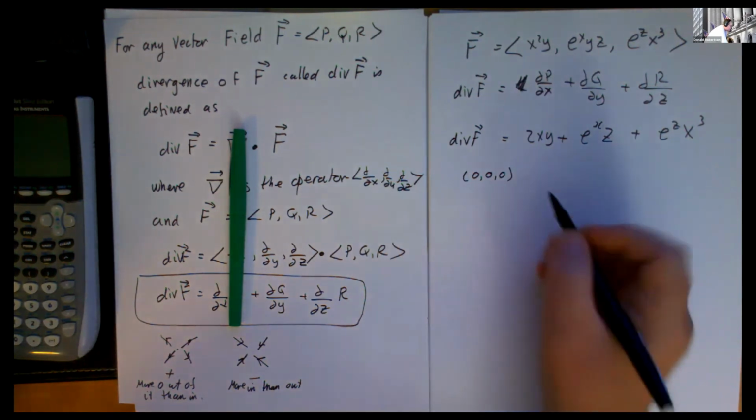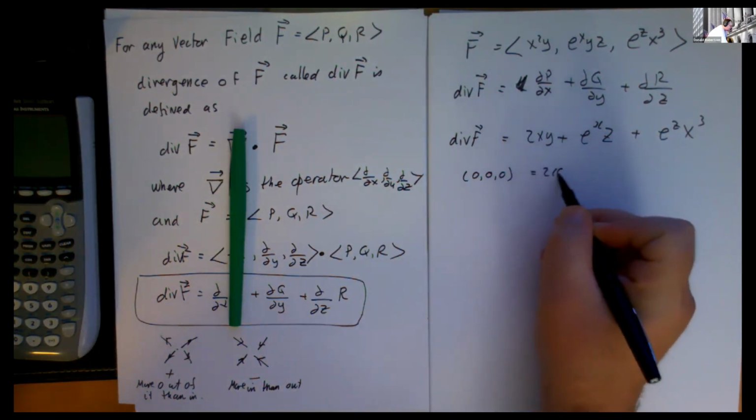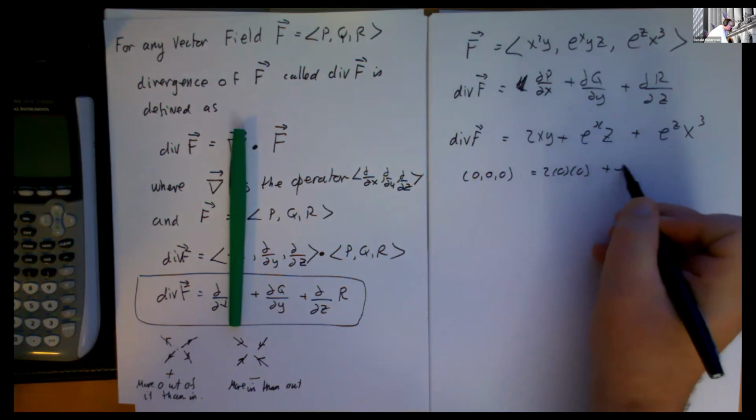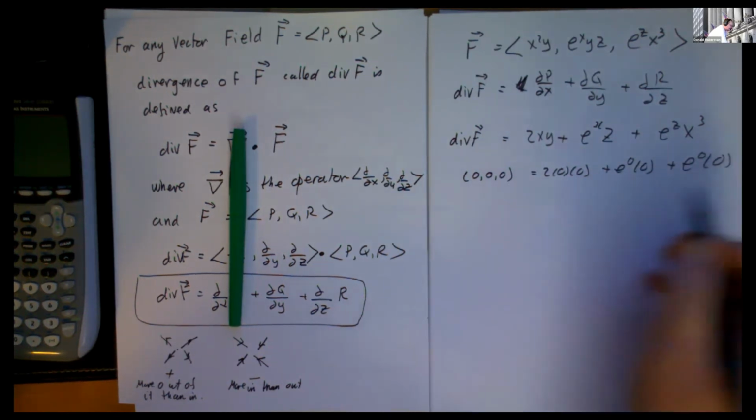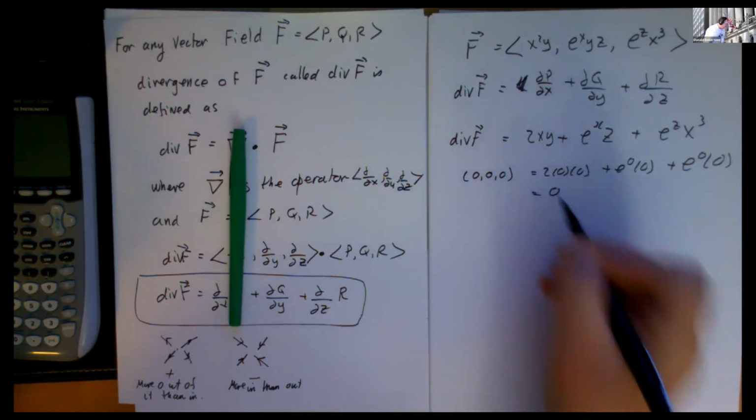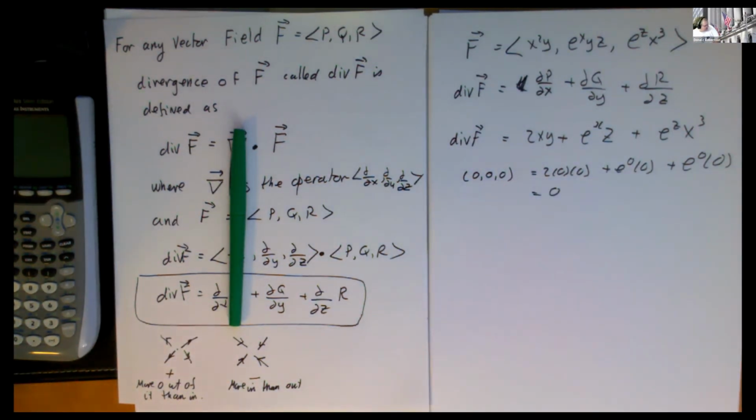Well, let's see what happens. 2 times nothing plus e to the nothing times nothing, e to the nothing times nothing. And the answer is 0. So it's perfectly balanced, isn't it? The same amount of stuff is coming in as going out. And imagine a point in space where there's forces coming in from the left and then forces leaving on the right, and they're perfectly equal to each other, right? They're perfectly balanced. That would work.